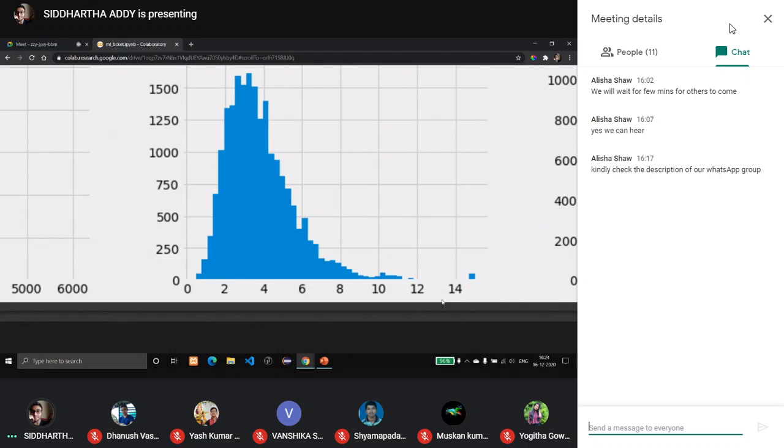From here, the first thing that comes to your mind: let us assume that 2 represents 200. Why is it written as 2? We can write 200 right away, right? Why didn't it write 0, 200, 400, 600, 800? Why did it write 0, 2, 4? Why?